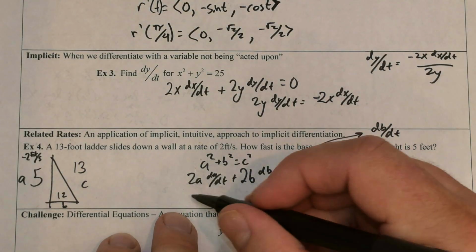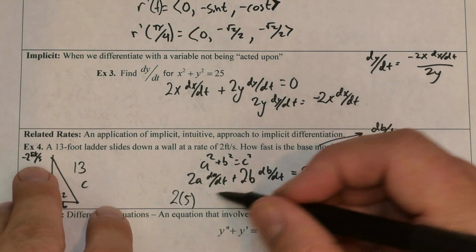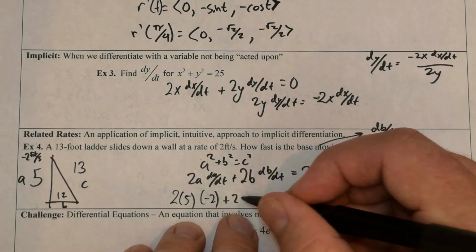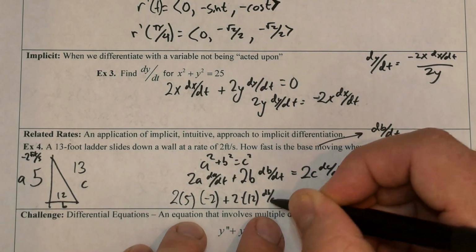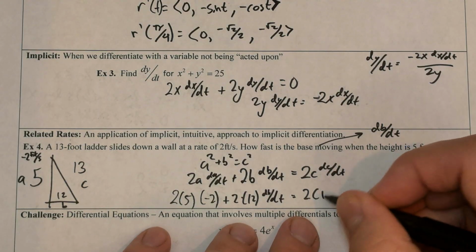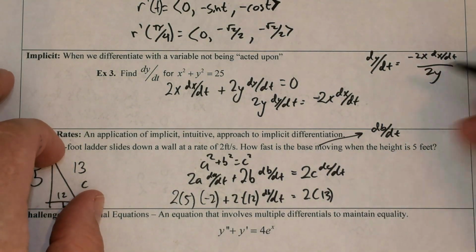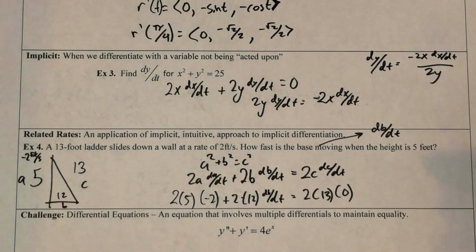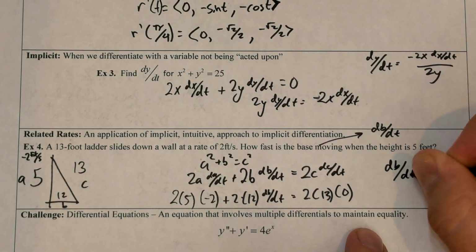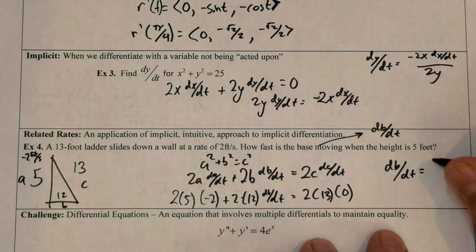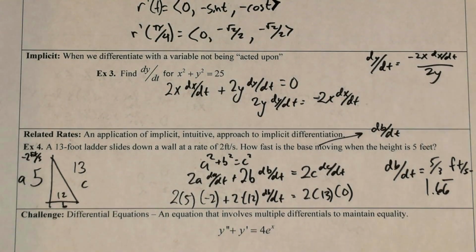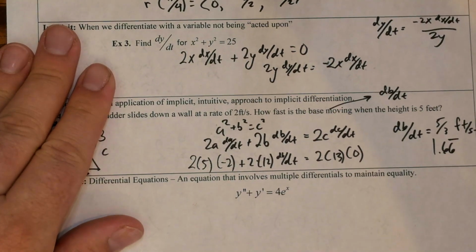Like I know 2a is 2 times 5, da dt is negative 2, 2b is 2 times 12. I don't know that db dt. 2c is 2 times 13, but the length of my ladder is never changing, so that just becomes a 0. I trust in you to finish out these algebra steps, and I believe in you to get the same answer as me at 5/3 feet per second. Or 1.6 repeated, right?